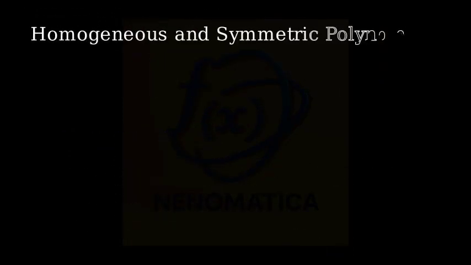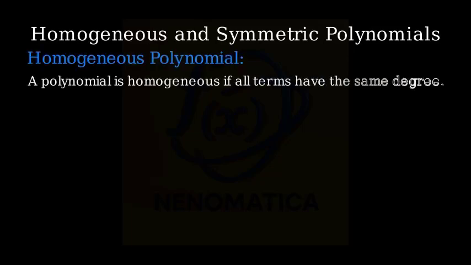Welcome to our mathematics tutorial, where we will learn about homogeneous and symmetric polynomials. These are important concepts in algebra that you'll encounter in higher mathematics. Let's first understand what a homogeneous polynomial is. A polynomial is called homogeneous if all of its terms have the same degree.